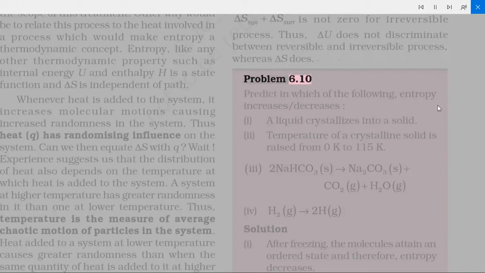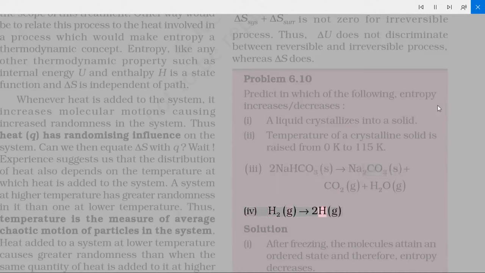Problem 6.10. Predict in which of the following entropy increases or decreases. 1. A liquid crystallizes into a solid. 2. Temperature of a crystalline solid is raised from 0 K to 115 K. 3. Na2CO3(s) → Na2O(s) + CO2(g). 4. H2(g) → 2H(g).